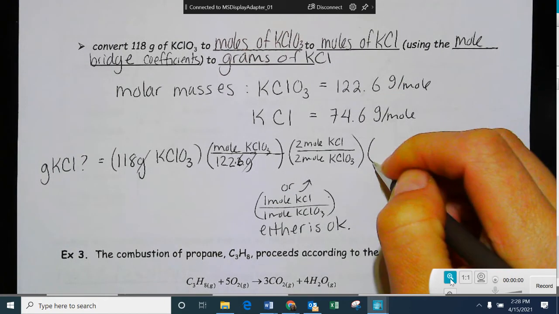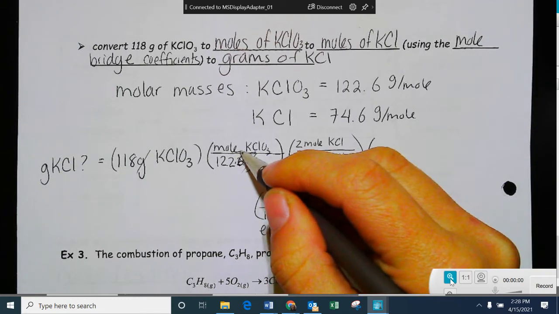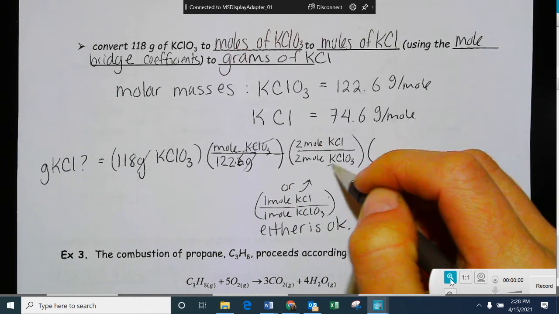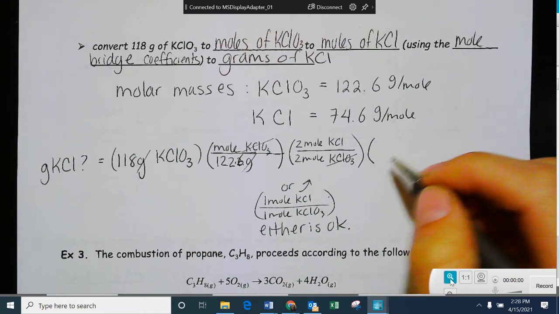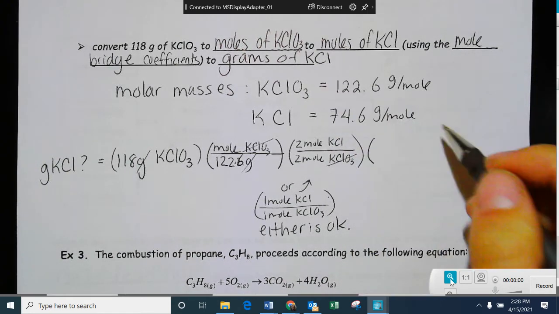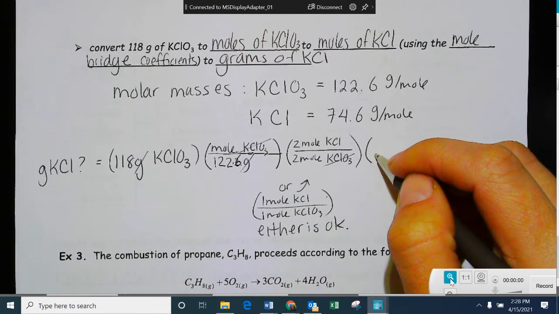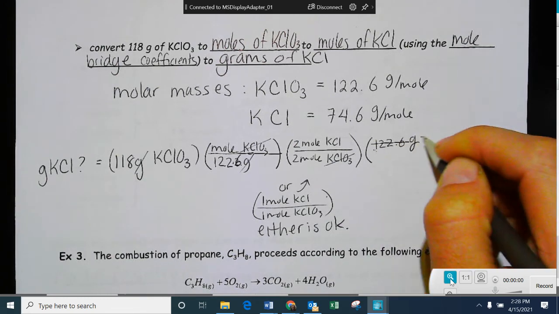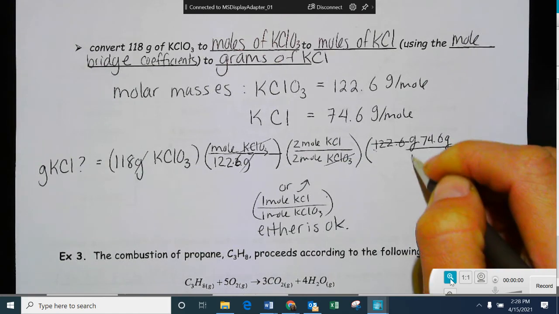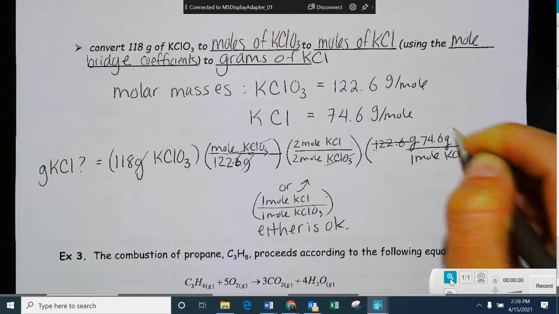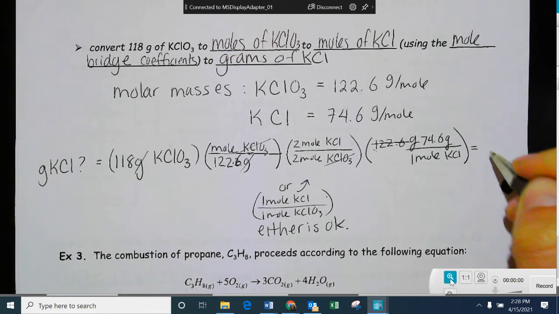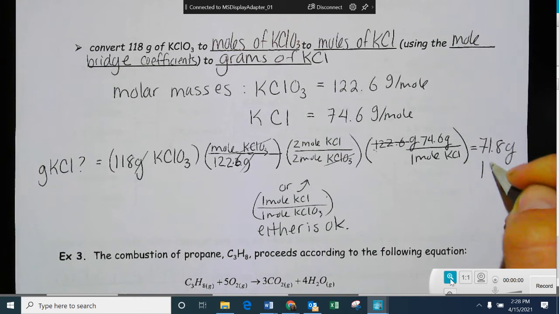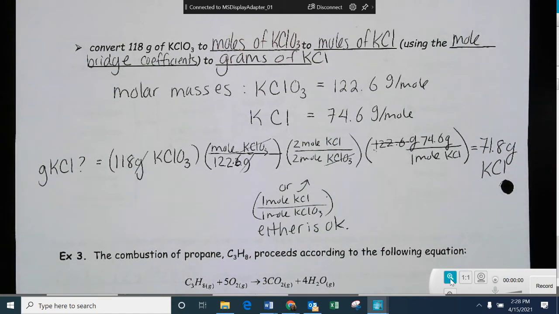Okay, and then last thing I'm going to do, so I've gotten rid of KClO3 now, and I'm into moles of KCl. So now I've got to go last step into grams of KCl by using the molar mass. So 122.6 grams, whoops, wrong one, 74.6 grams for every 1 mole of KCl. And what that will give me is 71.8 grams of potassium chloride. So produced by this reaction is 71.8 grams of potassium chloride.